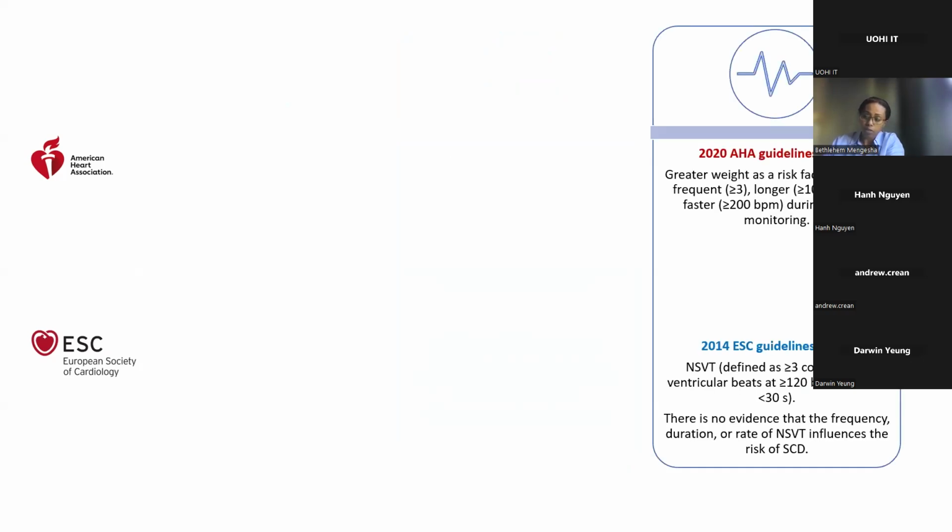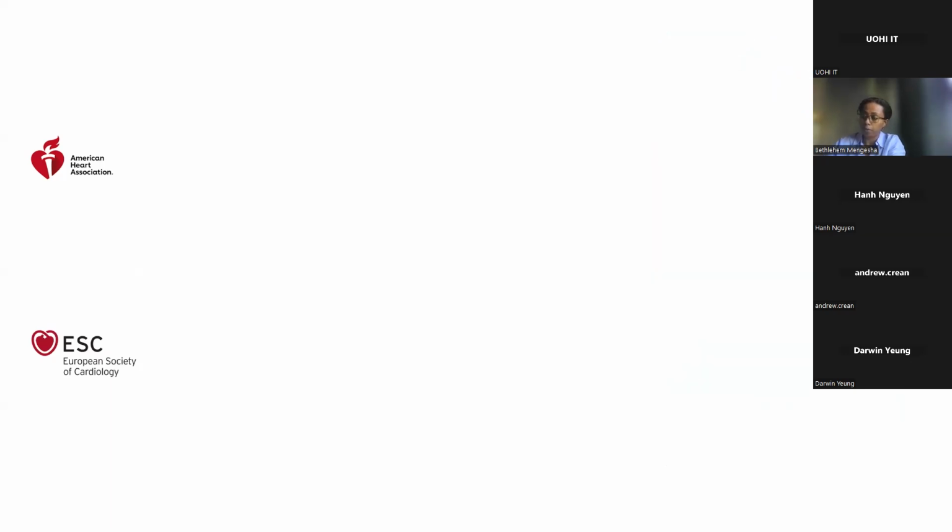Documented non-sustained VT receives different weight in each guideline. The threshold is lower with the European guideline, where the arrhythmia does not have to be very rapid or frequent. They even mentioned that there is no evidence that the frequency or the rate determines high risk of sudden cardiac death. Whereas the American guideline restricts this to a more frequent, prolonged and faster arrhythmia. Even then, it receives a class 2 indication.